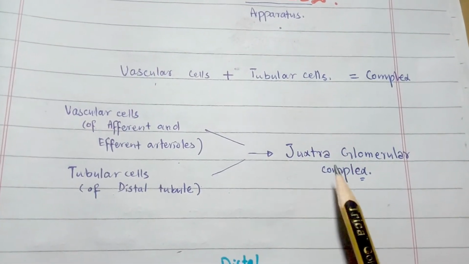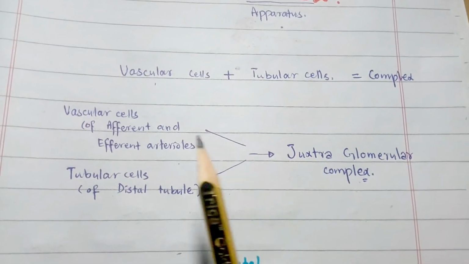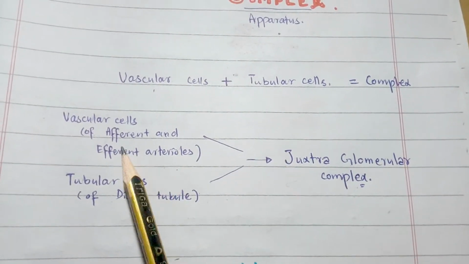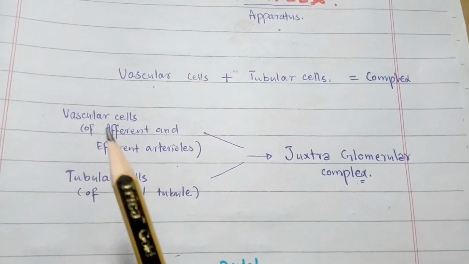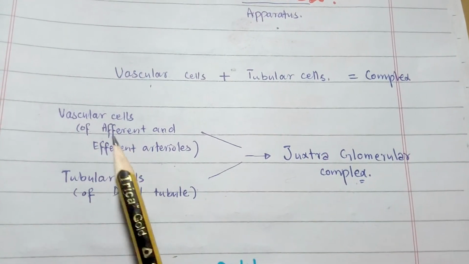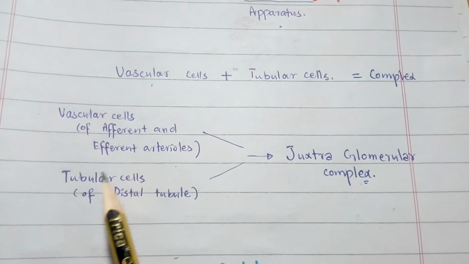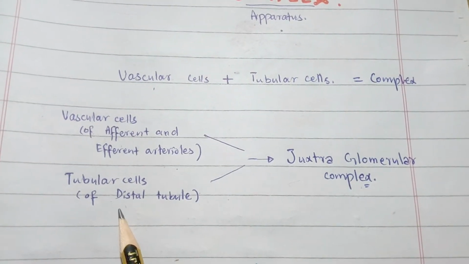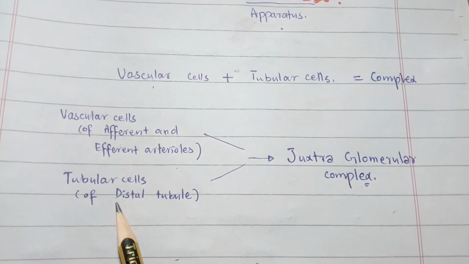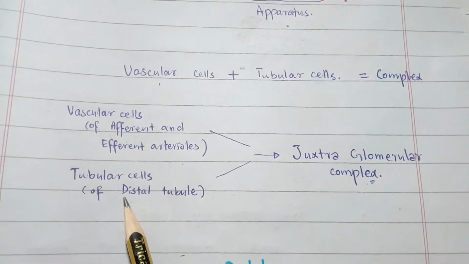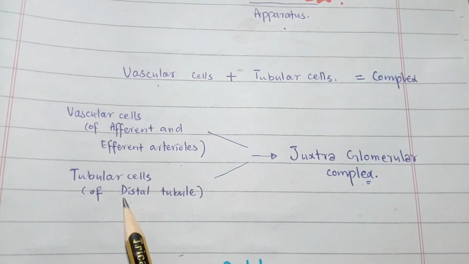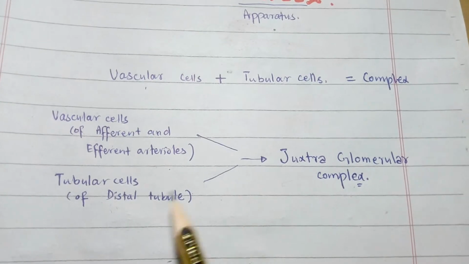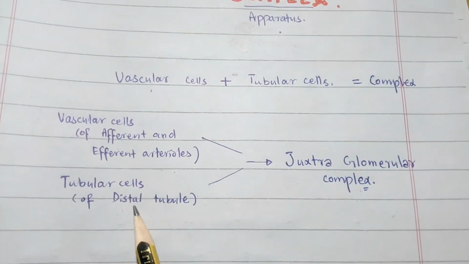So the juxtaglomerular complex is the combination of the vascular cells and the tubular cells. Vascular cells are of the afferent and efferent arterioles, and the tubular cells are of the distal tubules of the ascending limb of the loop of Henle. So the juxtaglomerular complex is the combination of the vascular and tubular cells.